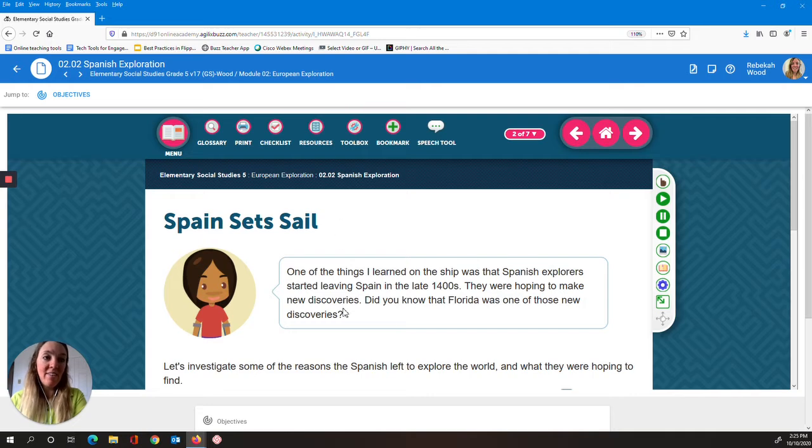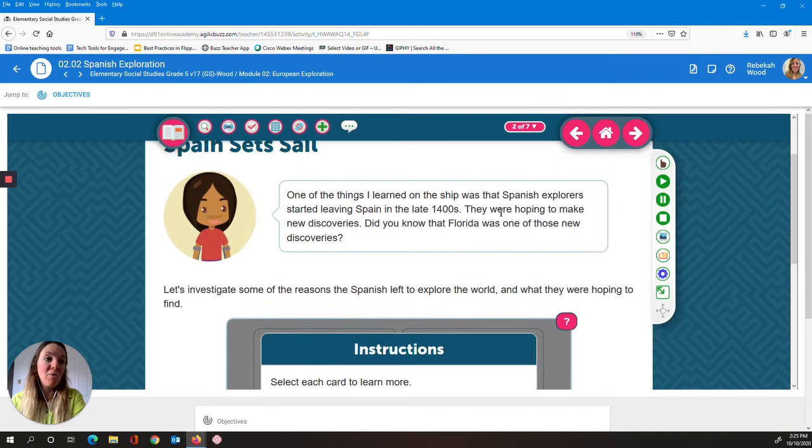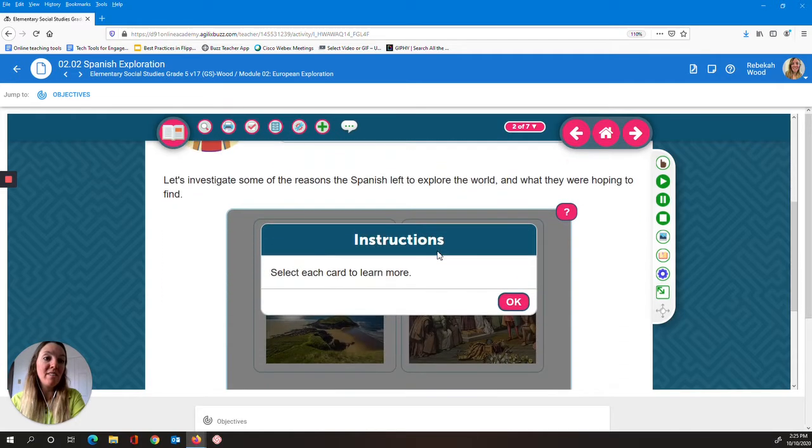Spain sets sail. So one of the things I learned on the ship was that Spanish explorers started leaving Spain in the late 1400s. So that's pretty cool. In the 1400s is when Spain, one of the first European countries, started to come over to find North America. And Florida was one of those first new discoveries.